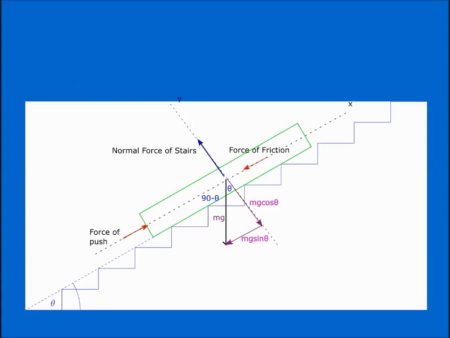Now we're ready to apply Newton's second law for the sum of the forces in the x direction. There are three forces in the x direction. We have the force of the push in the positive x direction, the x component of gravity in the negative x direction, and the force of friction, also in the negative x direction. That means we have F_push minus mg sine theta minus F_friction equals 0.